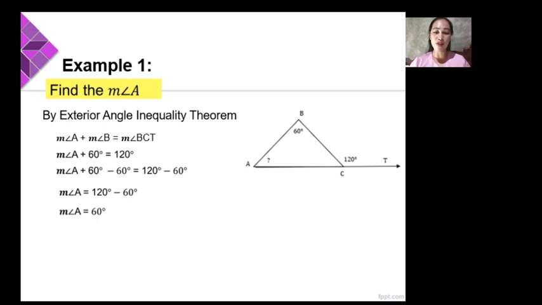To check if the measurement of angle A that we obtained is correct, we are going to add the measurements of the two remote interior angles. It should be equal to the measurement of the exterior angle. So 60 degrees plus 60 degrees is equal to 120 degrees. Therefore, the sum of the measurements of the remote interior angles is equal to the measurement of the exterior angle. So, the measurement that we obtained for angle A is correct.